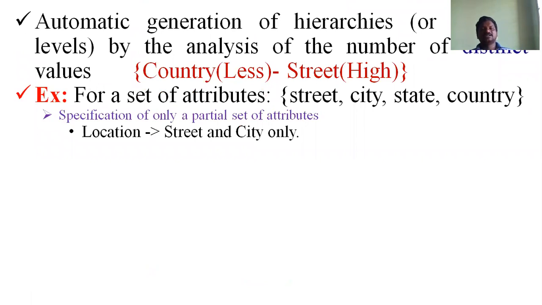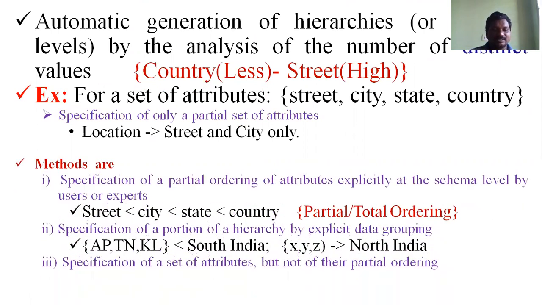Here is automatic generation of hierarchies. For example, some of the methods you are using here. The specification of partial ordering of attributes explicitly at the schema level by users and experts. For example, street less than city, state less than country. This is a concept hierarchy.